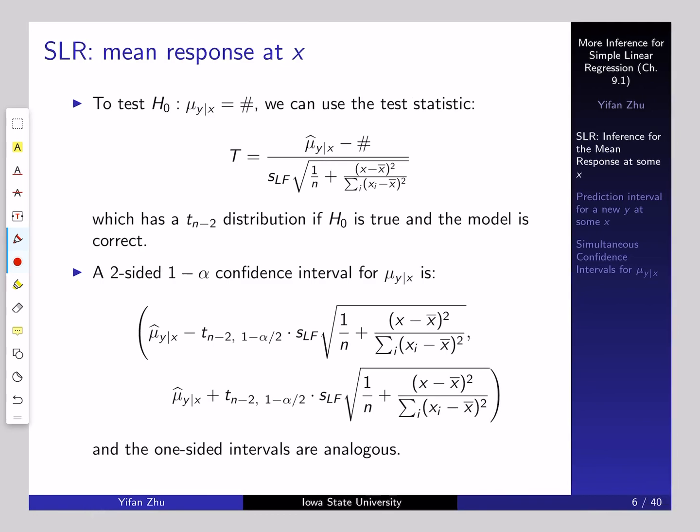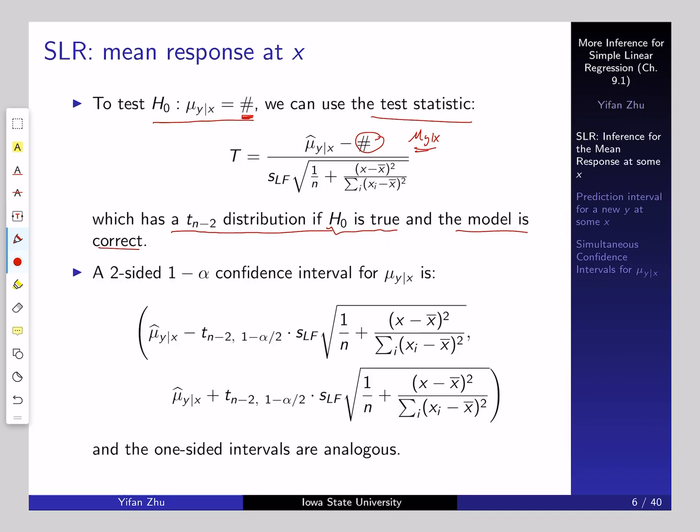So when you want to do this test, if your null hypothesis is that the mean response at a given covariate value x is a certain number, then you can use this test statistic. You just replace the true mean, mu of y given x, with the number in the null hypothesis, because the test statistic is under the assumption that the null hypothesis is true. That's why you replace the true mean with the number in the null hypothesis. And this would have a t distribution with n minus 2 degrees of freedom if H0 is true and the model is correct, so all the assumptions are met.